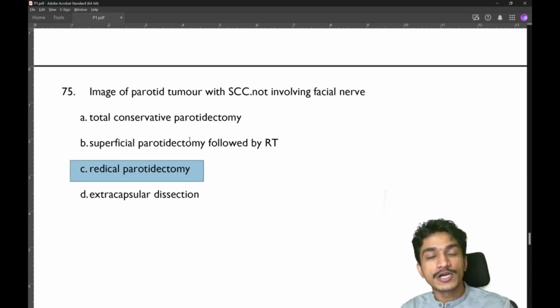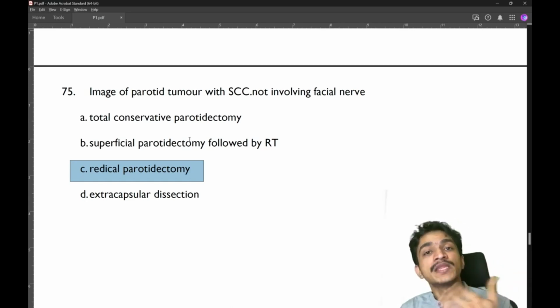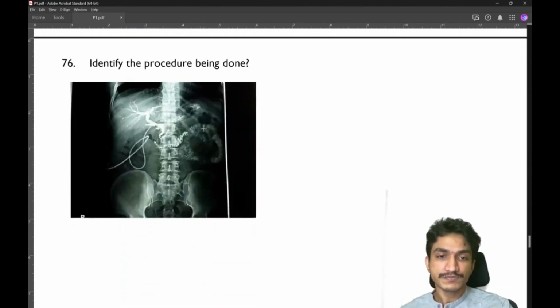Also, the image given was of a parotid tumor which was extending and invading into the skin. That becomes a T4 tumor. So in that case, the management should always be a radical parotidectomy.